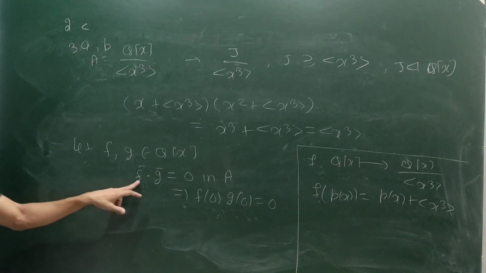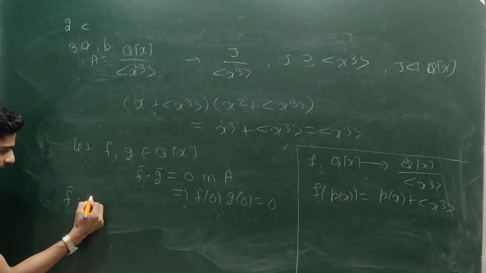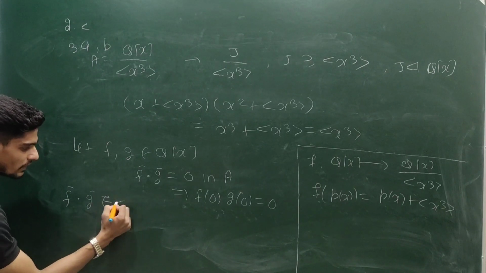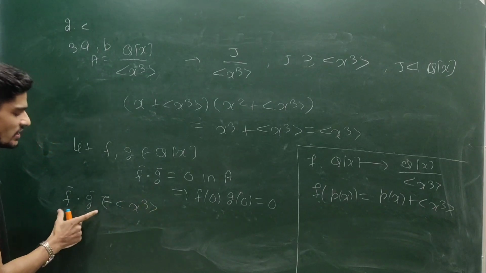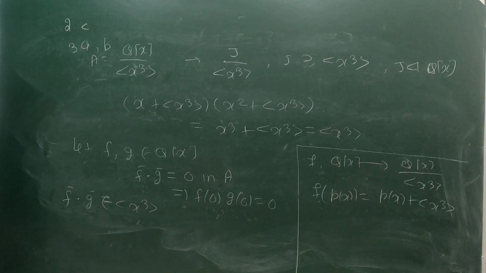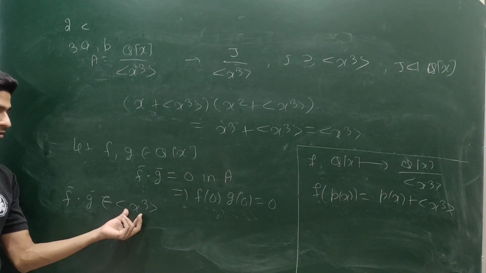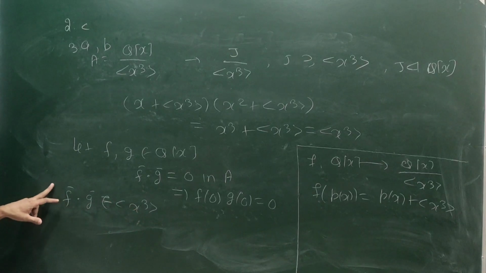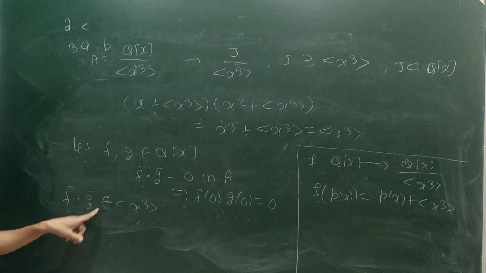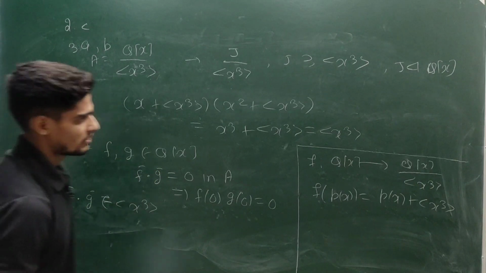See, if f bar into G bar is 0, that is this f bar into G bar will be inside x cube, because the 0 is inside A and the 0 of A is nothing but the ideal generated by x cube. So f bar into G bar is inside x cube. So from here I can see this f bar is a polynomial in Q, this G bar is a polynomial in Q. That is clear. चलिए इसको भी समझते हैं.